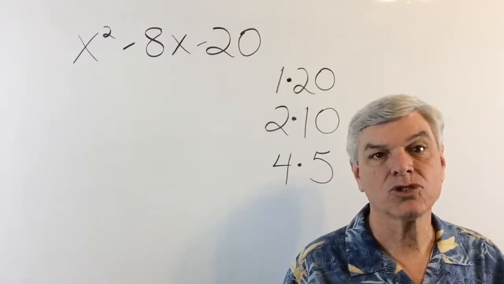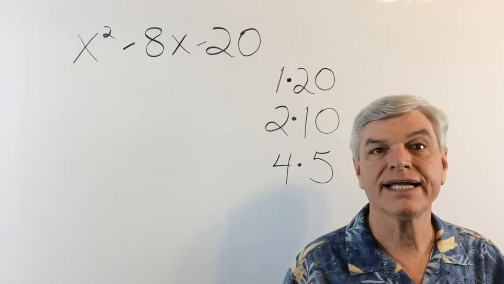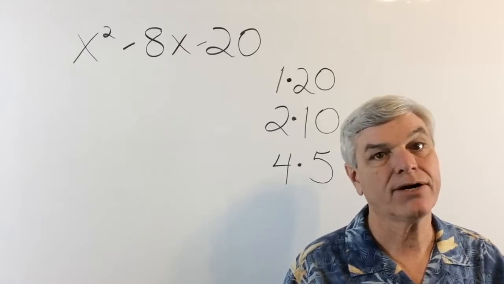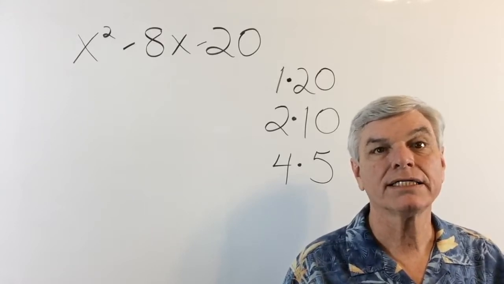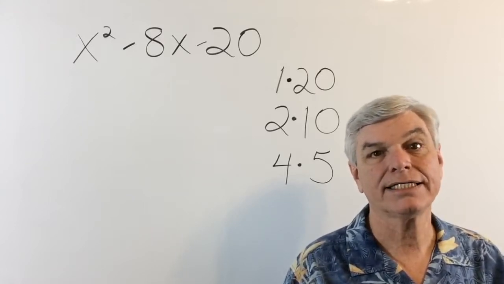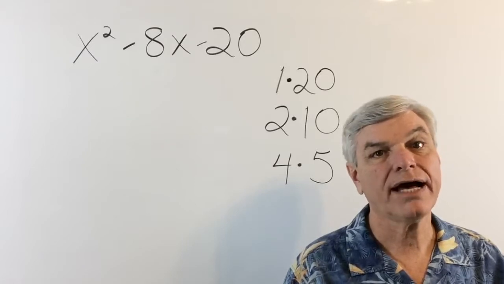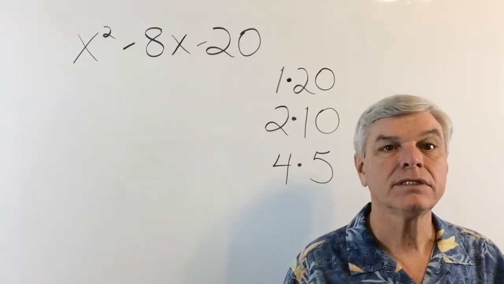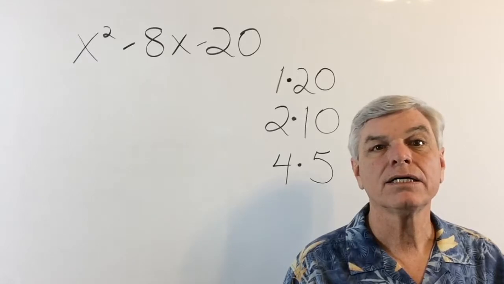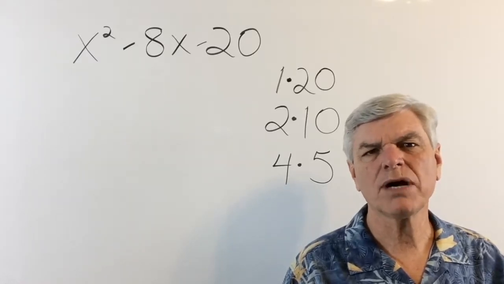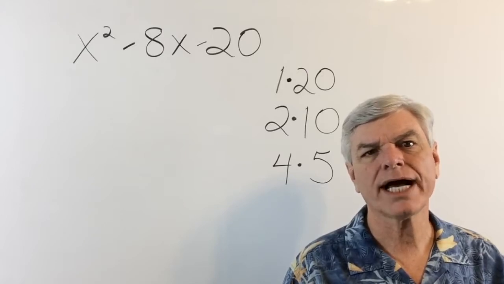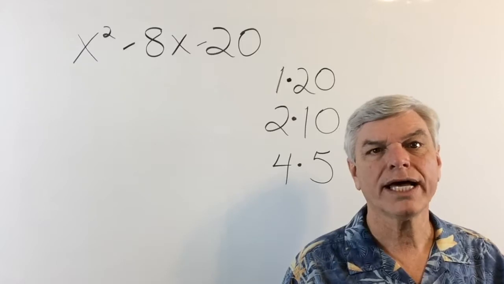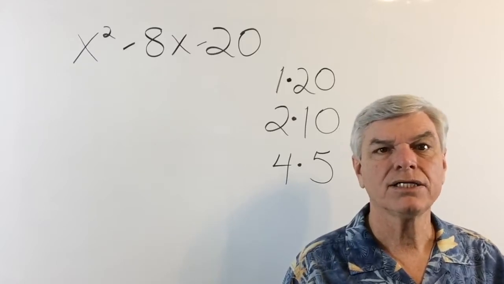Okay, now let's tear apart that 20. Okay, can we add or subtract 1 and 20 to get to 8? No, I don't think so. Can we add or subtract 2 and 10 to get to 8? Well, yeah, if we subtract them. And just because we found a good one, there might be a couple of good ones. So let's go through all of them. Can we add or subtract 5 and 4 to get to 8? No, we can't. Okay, so our answer is going to be 2 and 10.